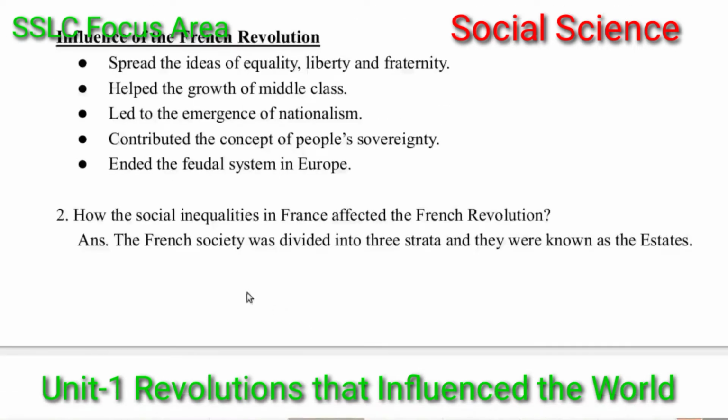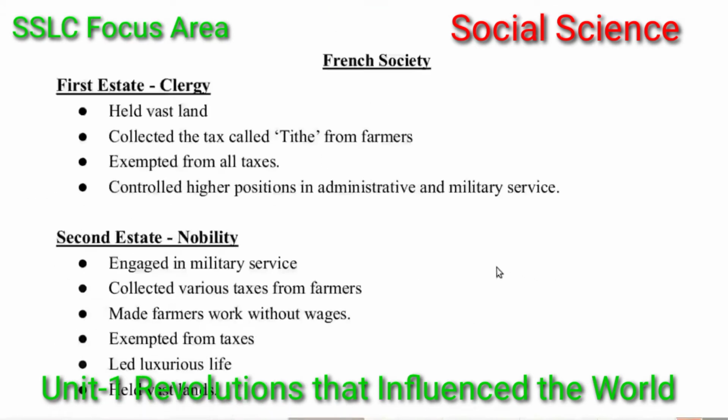How did the social inequalities in France affect the French Revolution? That is the second question. French society was divided into three strata, known as the estates, the form of French society. First estate, the clergy. They held vast land, collected the tax called tithe from farmers, were exempted from all taxes, and controlled higher positions in administrative and military service.